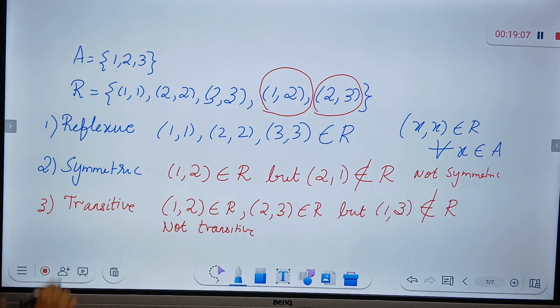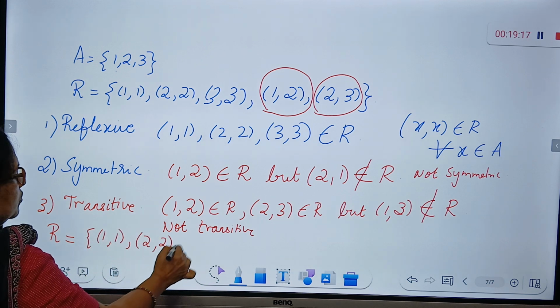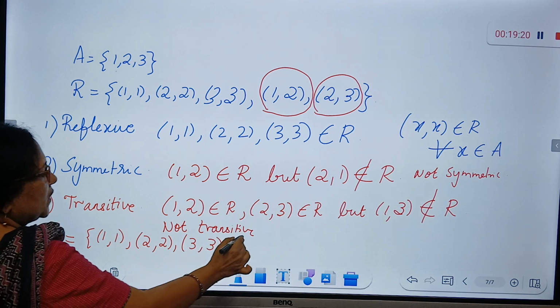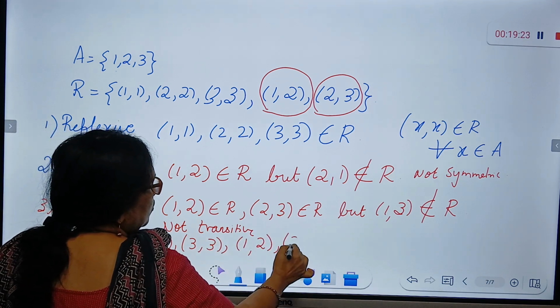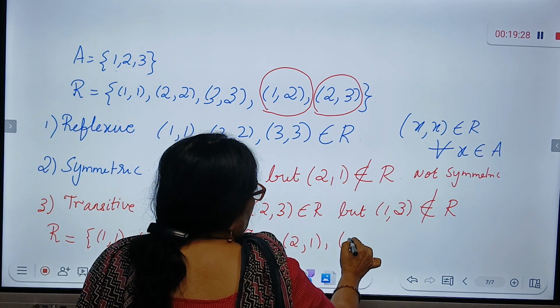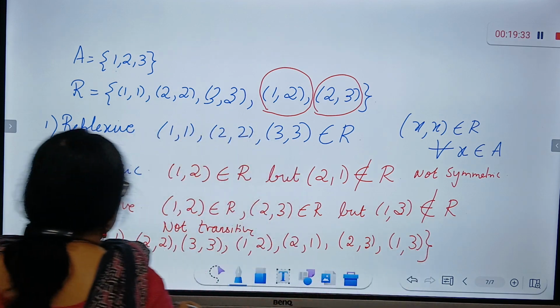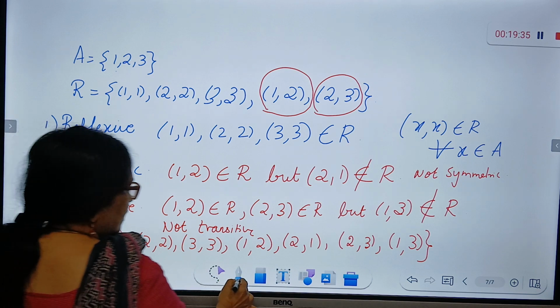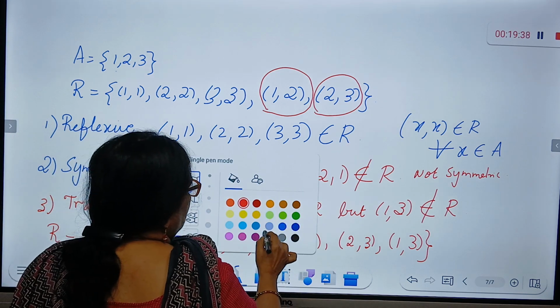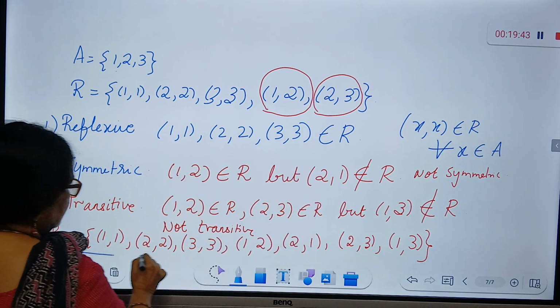Okay. But in the same set, if I take another example of a relation. Suppose I define R to be (1, 1), (2, 2), (3, 3), (1, 2), (2, 1), (2, 3) and (1, 3). So, I have now changed my relation to a different one. So, this is my relation.